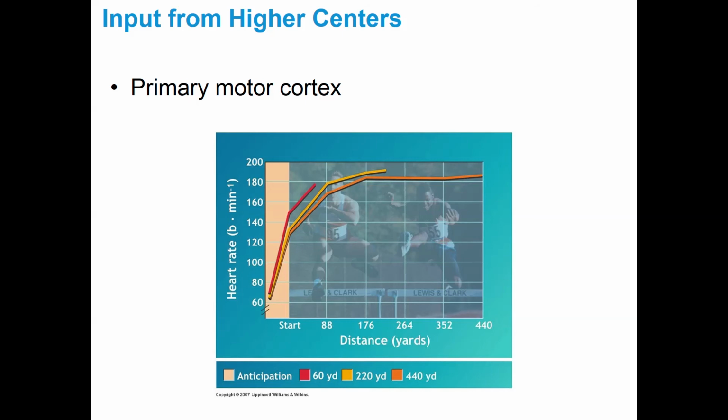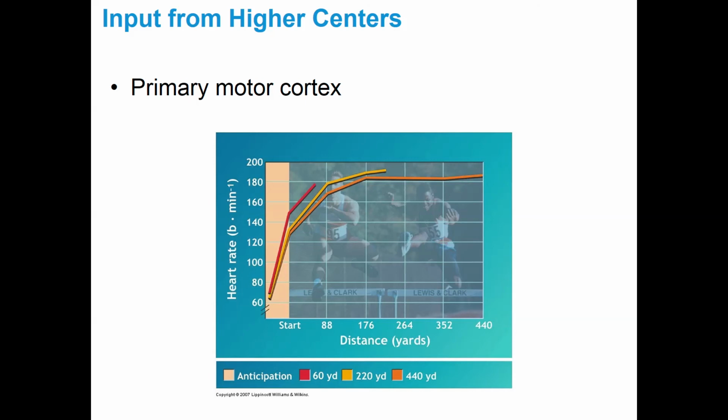We're preparing for that exercise. We're mobilizing fuel. We're mobilizing oxygen so that when the exercise does start, we're able to adapt to that more quickly. And so you see there that the heart rate was somewhere around 150 before they even left the blocks, and then their peak heart rate was somewhere around 178-ish. So the vast majority of the adaptation in their heart rate actually happened before the race even started.